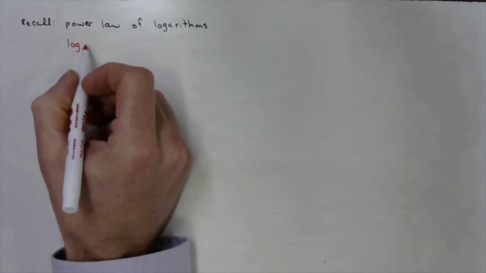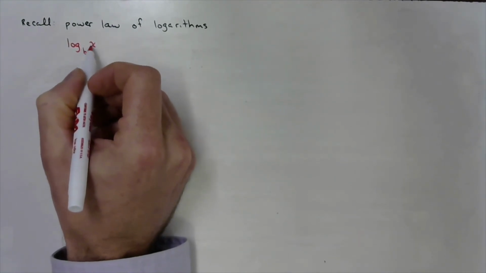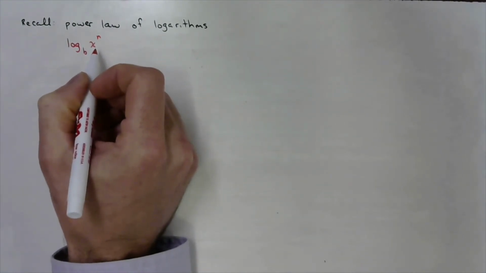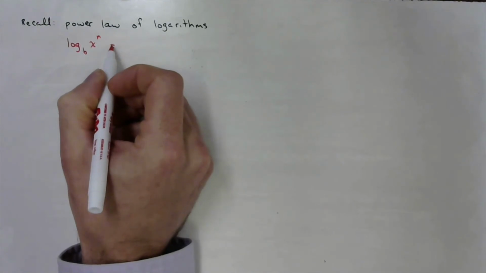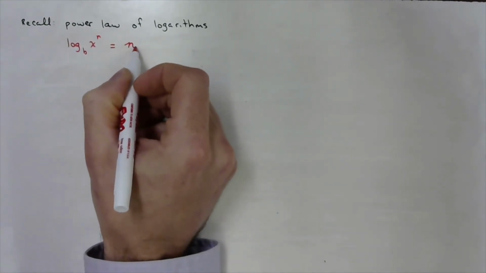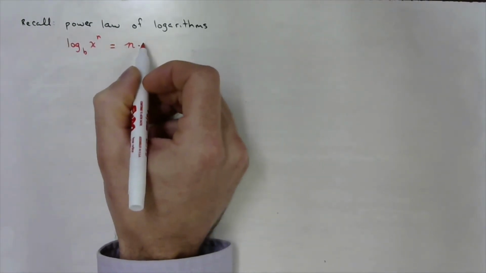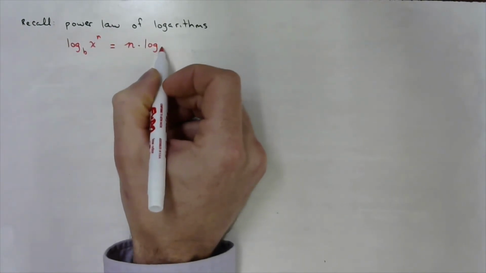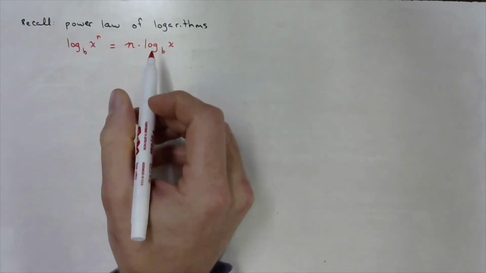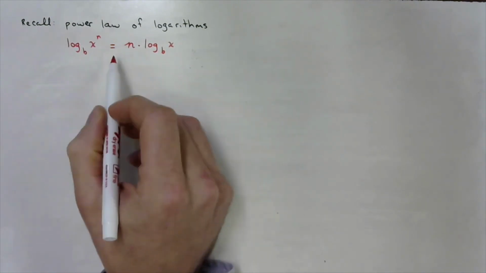The power law of logarithms states that any log with a base of b, log of x to the power of n, what can we do to the exponent? You can bring it down in front of the log. We would say this is n times the log of x base b.